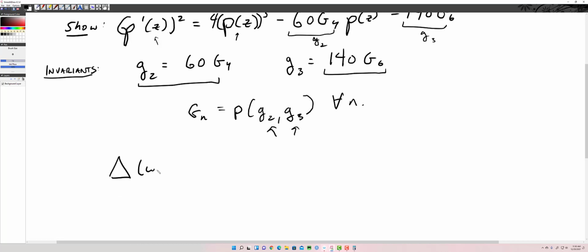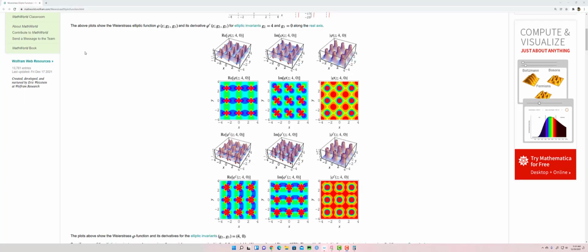and again this would depend on the same inputs to G2 and G3, which we'll get back to in a second, omega 1 and omega 2, which define our lattice. This depends on those things, and the discriminant would look like this: G2 cubed minus 27 G3 squared. We'll come right back to that. But for now, I'm going to show you a couple of images that give you a better idea of what these things actually look like.